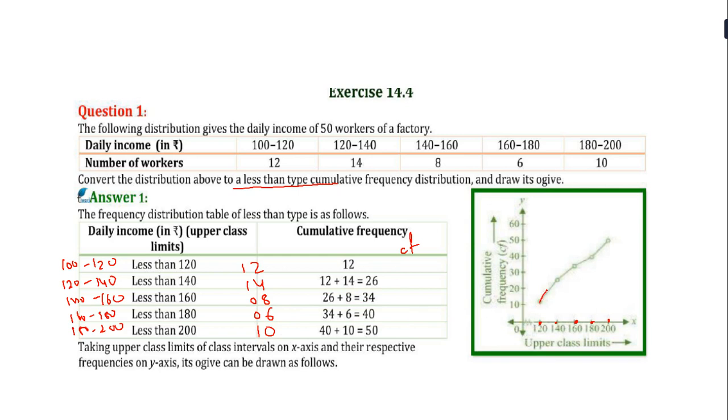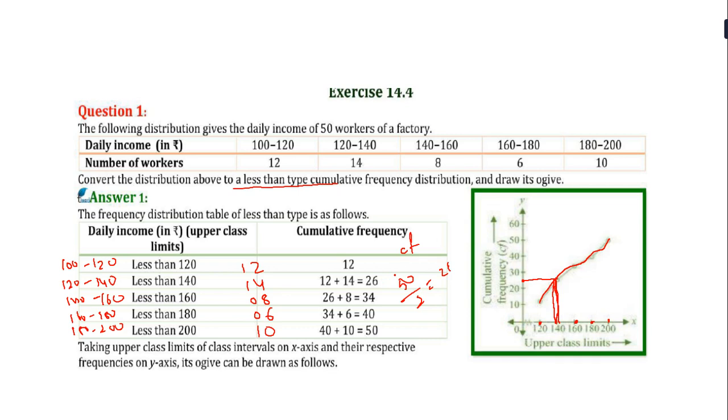Now again it is a graph we have to draw. Because it is a less than type graph, always remember that it should be upward. Now if you want to find the median from here, 50 by 2 is 25. Where is 25? Here, then I make a parallel line and then a perpendicular line. We get the answer between 120 to 140, near 140, because that is where the median lies.